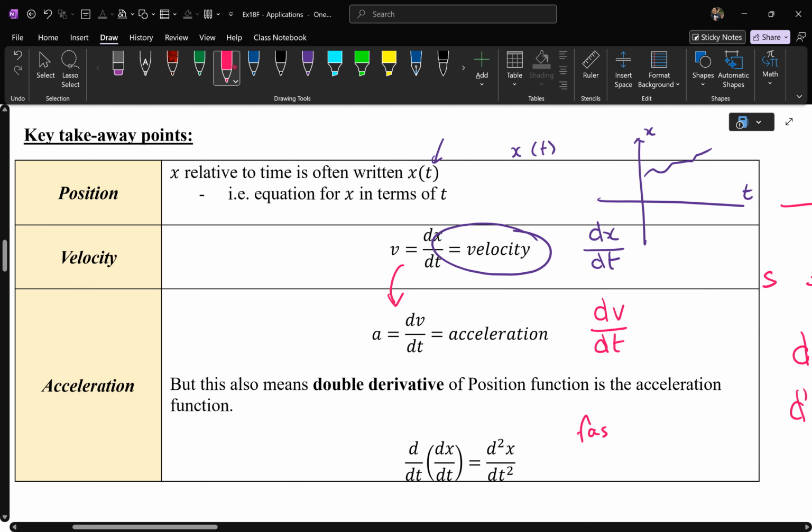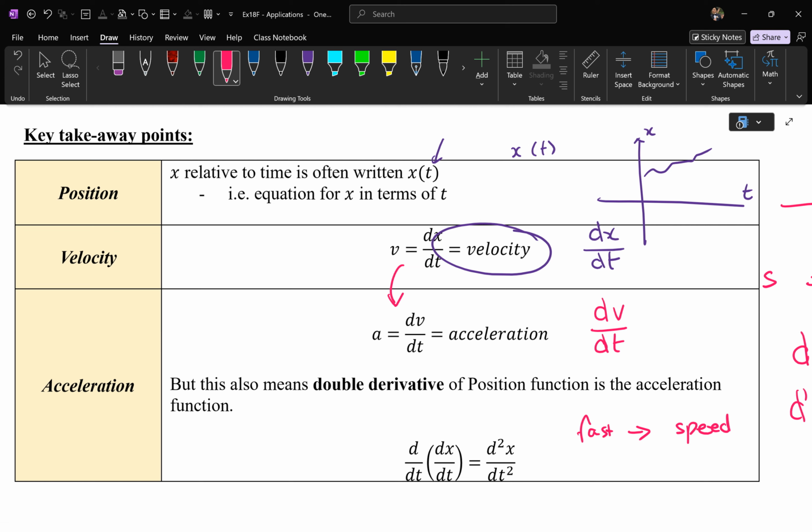So how fast it reaches a certain speed. And speed is what we talk about as rate of change. That's the derivative. So it's like saying dv/dt is my speed or velocity, because it's got a direction. And how fast it gets there, that's called the acceleration. Does that make sense?